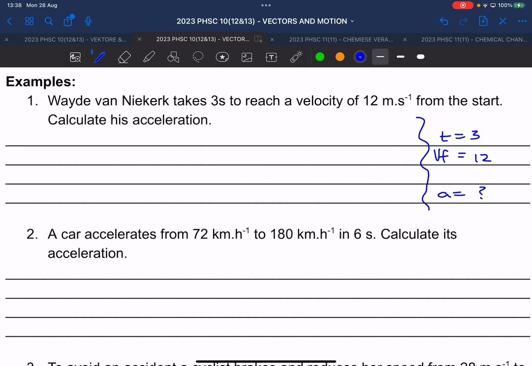No, 3 is seconds. So, calculate his acceleration. Somewhere there is information between the lines. What is his initial velocity?